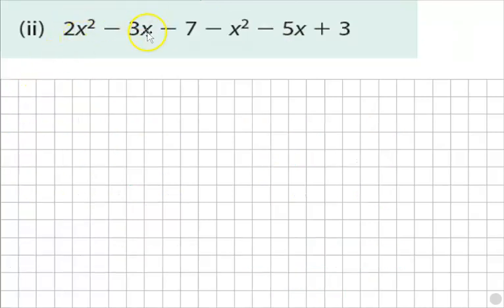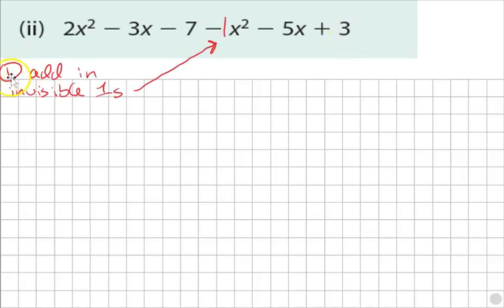Simplify 2x squared minus 3x minus 7 minus x squared minus 5x plus 3. Step 1, add in the invisible 1. So minus x squared is really minus 1x squared.